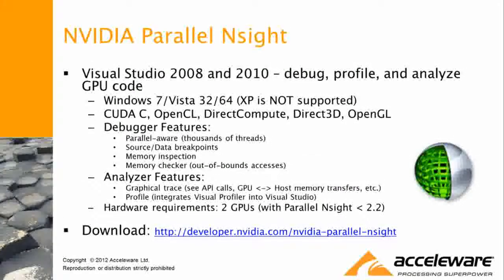Windows side, again, this is no longer called Parallel NSight. It works with 2008 and 2010. You won't be able to use XP. So if you have XP, you've got to get Windows 7 at least, or some variant of server or something like that. It doesn't work in XP. It's a pretty slick tool, actually.